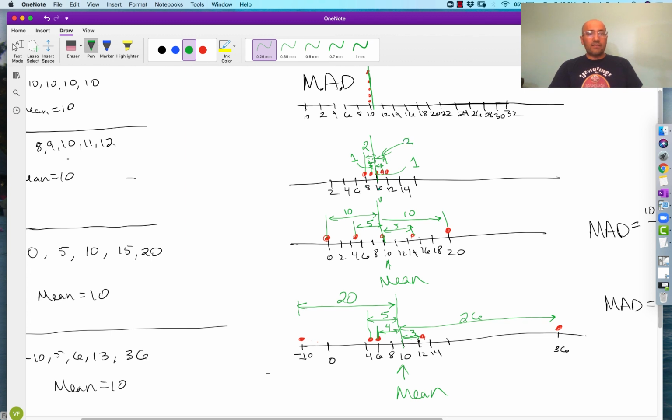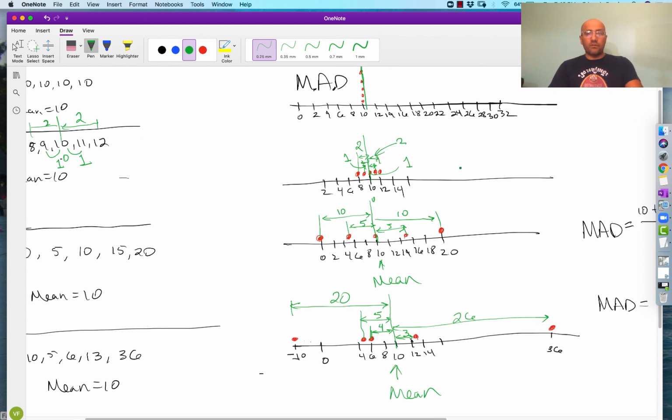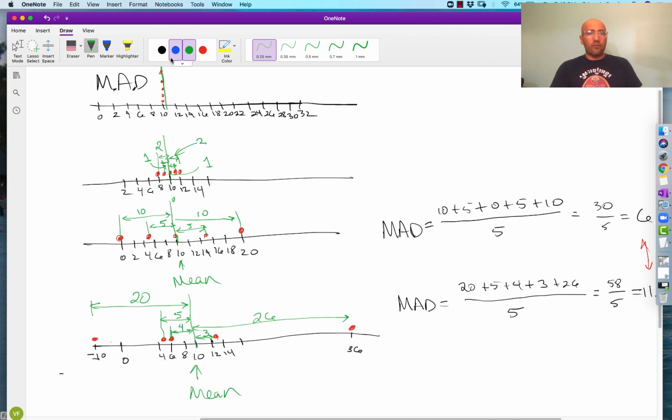So the 8 is 2 units, right, from the, maybe it'll be easier to see it here. The 8 is 2 units away from the 10. The 9 is 1 unit away from the 10. The 10 is 0 units away from the 10. The 11 and the 10 are 1 unit apart. And finally, the 12 and the 10 are 2 units apart. So, it's kind of messy there, but hopefully you get the point.